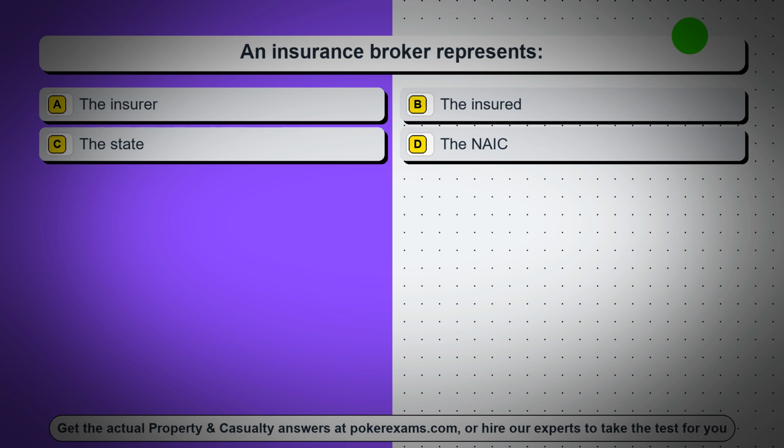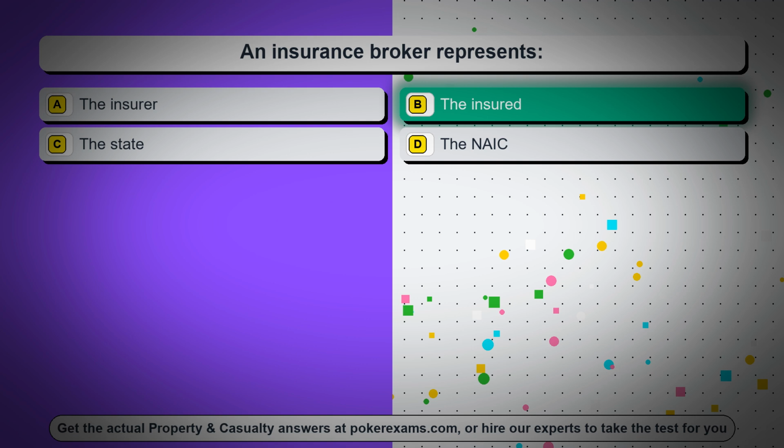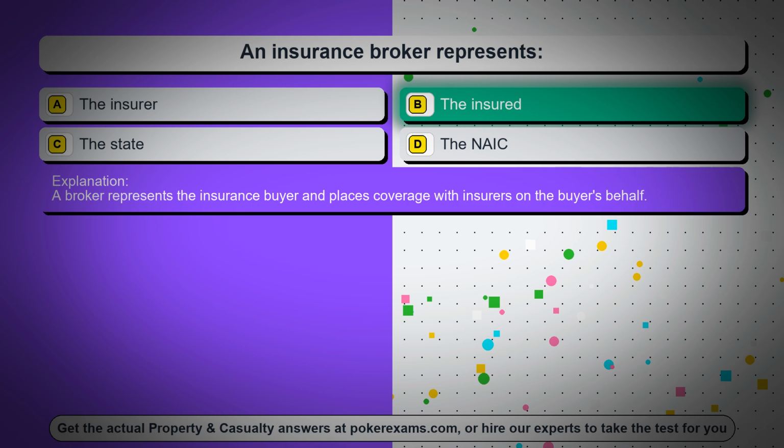Question 11. An insurance broker represents: Option A, the insurer. Option B, the insured. Option C, the state. Option D, the NAIC. The correct answer is option B, the insured. A broker represents the insurance buyer and places coverage with insurers on the buyer's behalf.